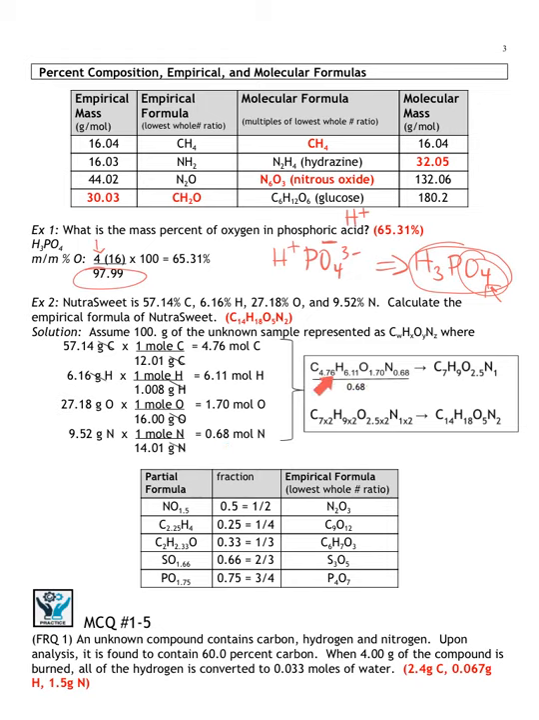And we notice that this formula makes no sense whatsoever. We've always seen whole numbers. So then we divide by the lowest molar value, which is 0.68, and we get these values. Now, we're close enough to whole numbers, but not quite. So we have to find ways to multiply this to get a whole number. Because 0.5 is a fraction of 1/2, to get rid of the fraction is to multiply everything by 2. And upon multiplying everything by 2, I get this empirical formula for NutraSweet.